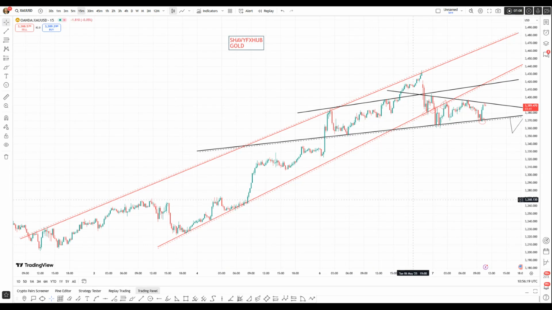I think what we see here is, if price respects that roof, then so be it.